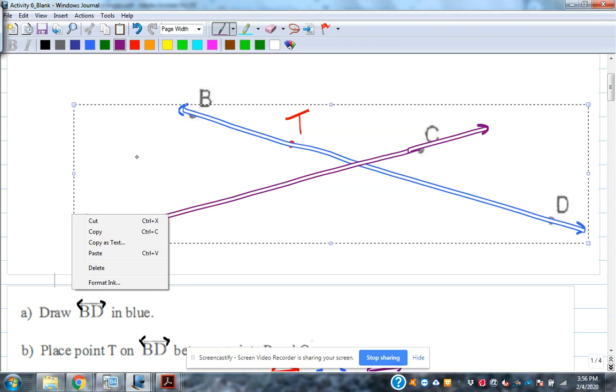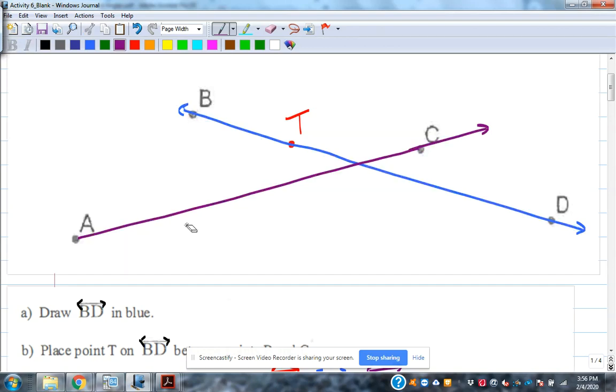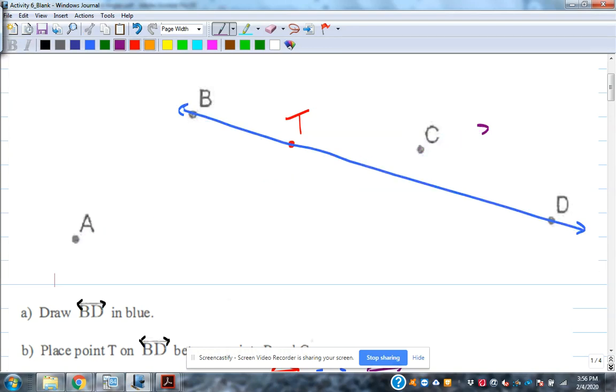I'm drawing in red. I want to break out the bottle of water. My voice is about gone for the day.